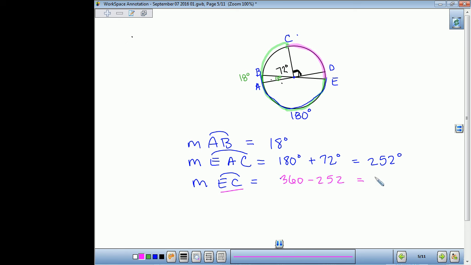Yeah, that's one way. Or, because this is a diameter and this is a diameter, aren't those vertical angles? Yes. So if this is 18, wouldn't this have to be 18? So we could use arc addition also. And look what I get. The same thing.